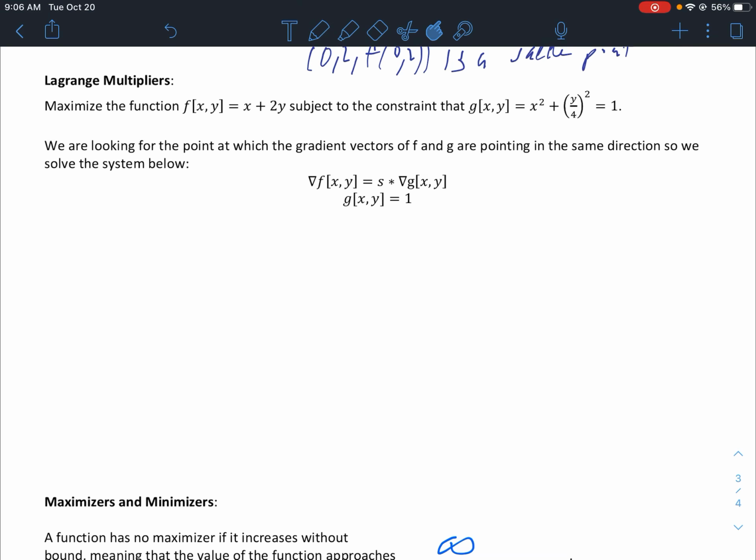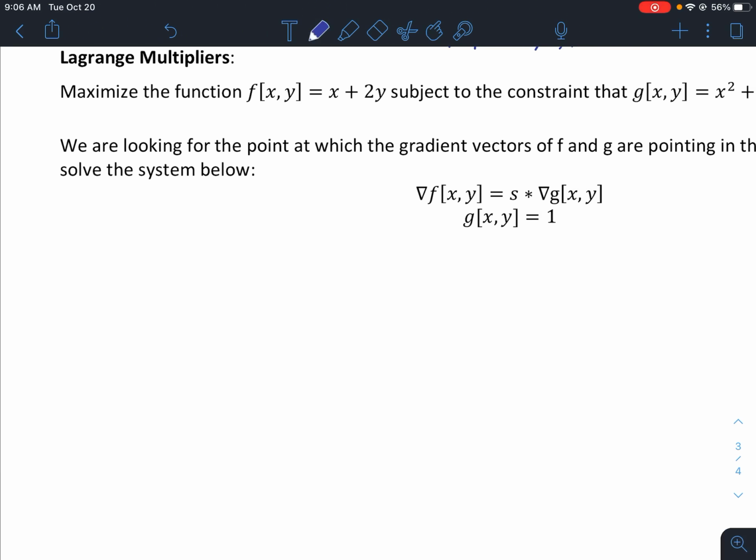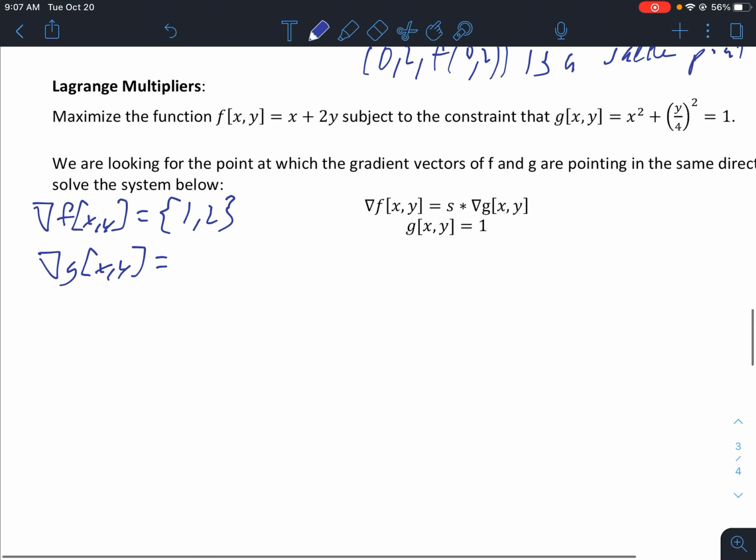So let's start by finding our two gradients. The gradient of f is just (1, 2). The gradient of g is 2x, and then you can think of the second term as y squared over 16, so it would be 2y over 16, or y over 8.